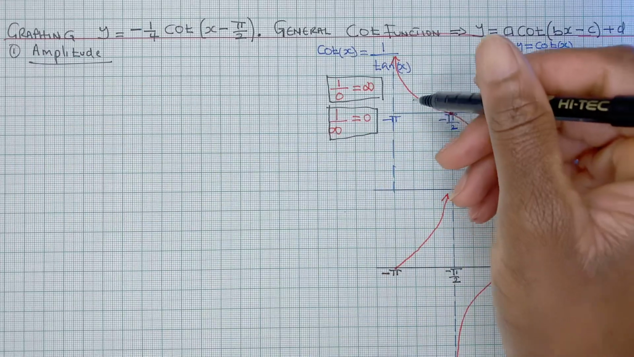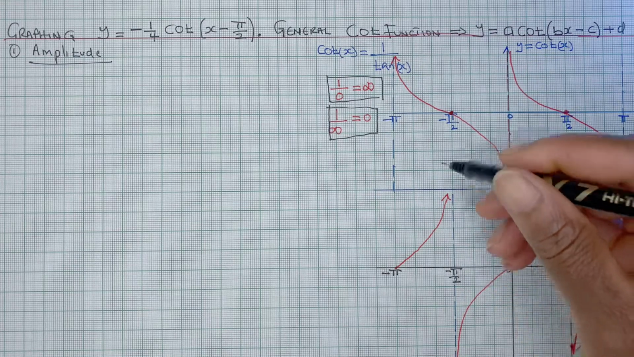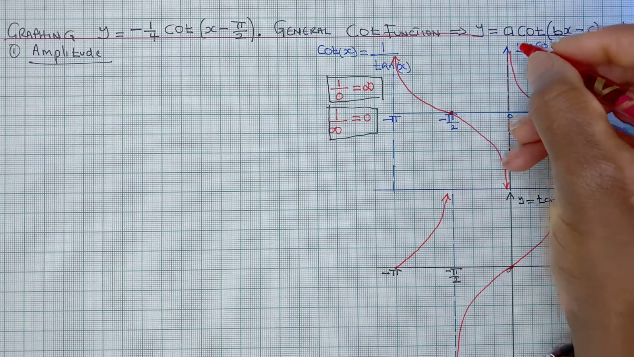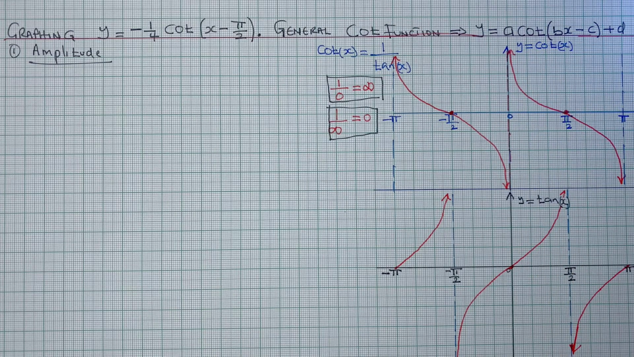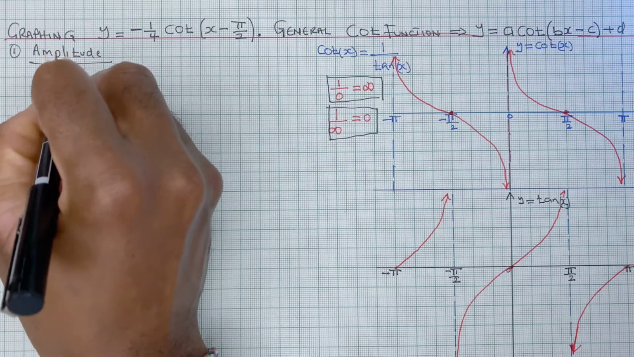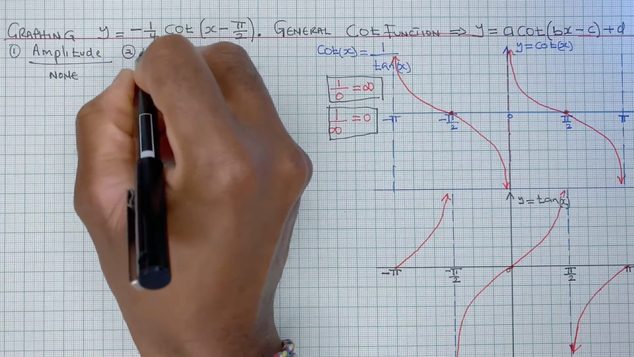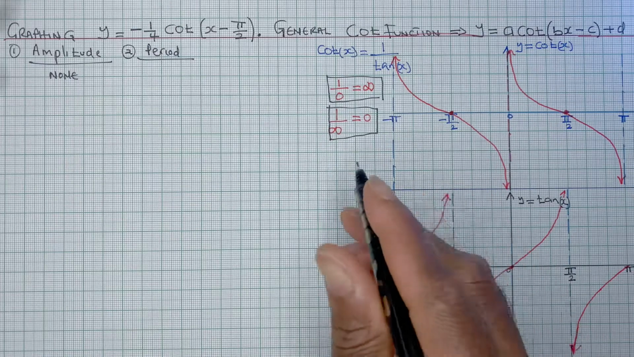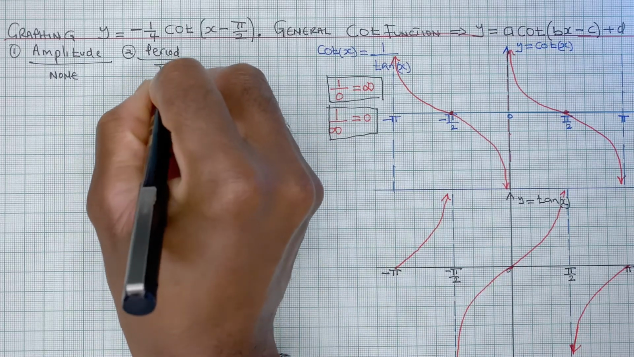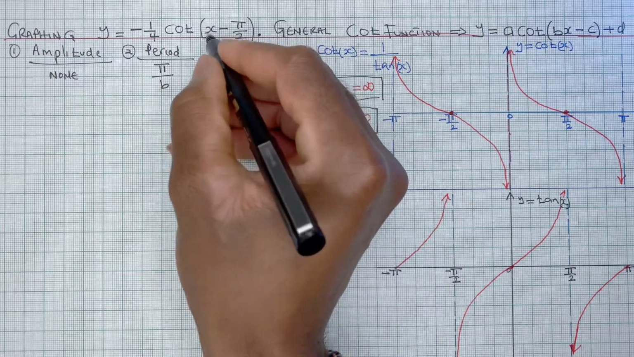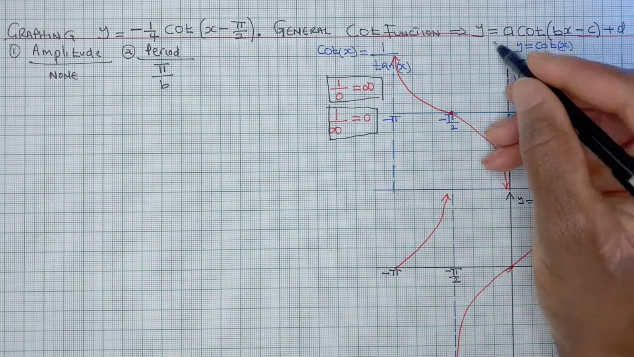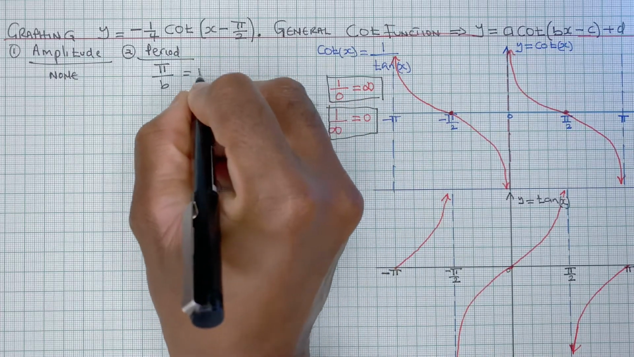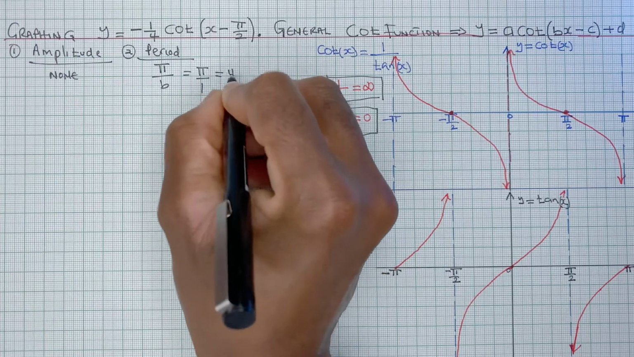Well, you can see the graphs of cotangent and tangent don't have amplitude because they go all the way to positive infinity and negative infinity. So there's no cap. Therefore, none. Number 2 is the period. The period for tangent and cotangent is pi over b. B equals 1 here because the general equation of cotangent is bx, and I've just got 1x. So that will be pi over 1, which is pi.